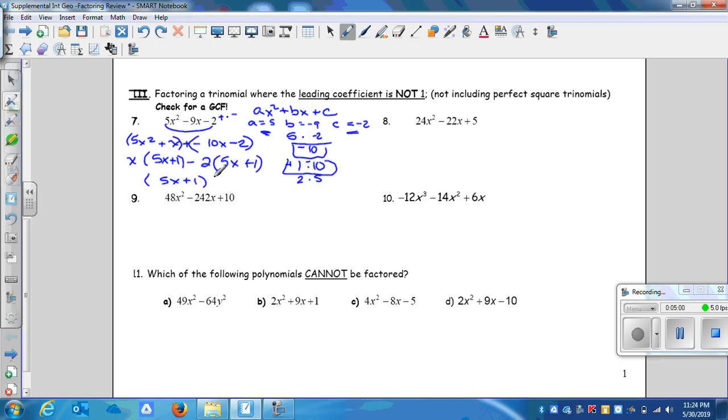And then what I write in the other parenthesis is the leftovers. I have an x and minus 2 left over after I pulled out the greatest common factor. So your final answer is 5x plus 1 and x minus 2 as a product. And you should go and check your answers by foiling to verify that it matches your original.